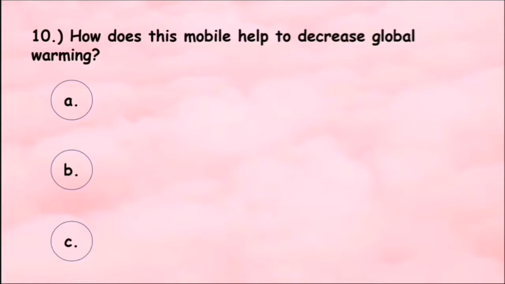How does this mobile help to decrease global warming? When you say global warming, it's when the planet is getting hot. Now, why is there global warming? So, what is the cause of global warming? Global warming happens because of the pollution.